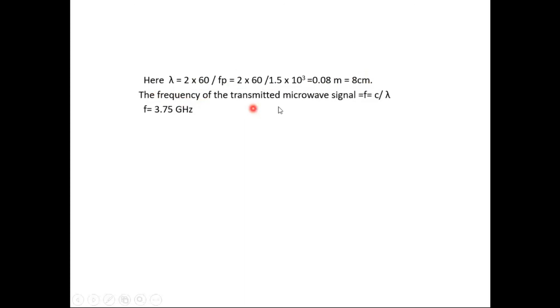Now the frequency of the transmitted microwave signal: as we know the relation between frequency and wavelength, f equals c by lambda, where c is the velocity of light, 3 into 10 to the power of 8, divided by the value of lambda, 8 centimeter. We get the transmitted frequency as 3.75 gigahertz. In this way, we calculate problems related to MTI and pulse Doppler radar.